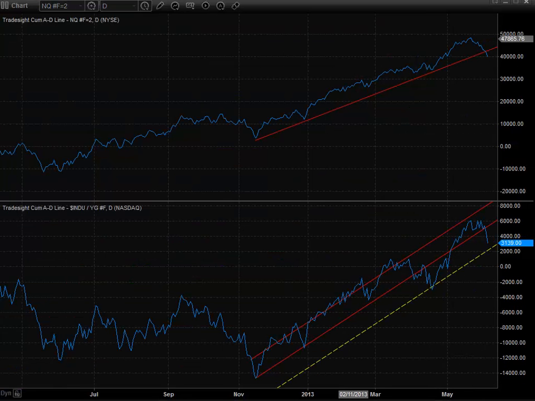All right, now getting to what's probably the most important chart of the day, and certainly the near term here. This is a cumulative advance-decline line. I want to point your attention to the upper chart, which is the cumulative advance-decline on the New York Stock Exchange. What we have here is definitely a breach of our trend line. We have been down below it now 2 days.